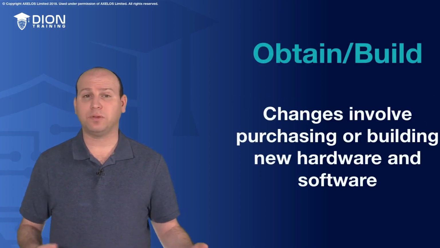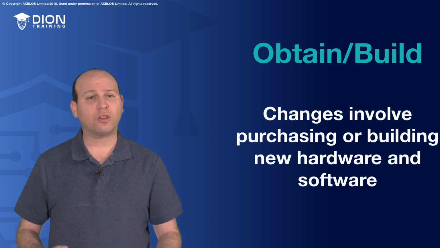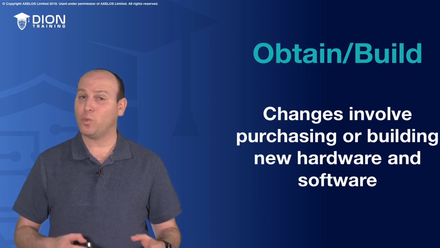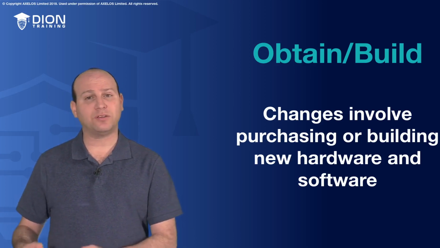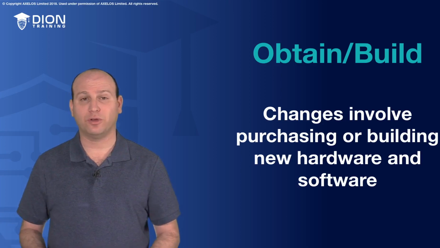Then we're going to obtain and build things, right? Anytime I want to change something, it means I'm probably buying something new, whether it's software or hardware, or I'm building some kind of custom software in-house. All of that goes on in the obtain build. Once it's ready, it's going to be an input into this change control practice so that we can get it approved and then transitioned onto the real servers.